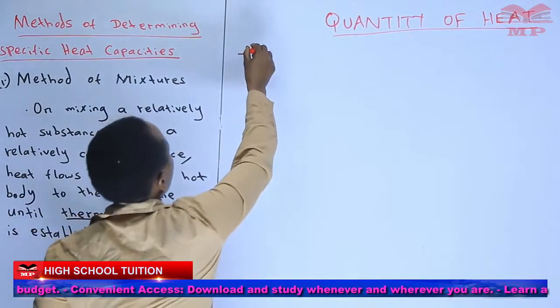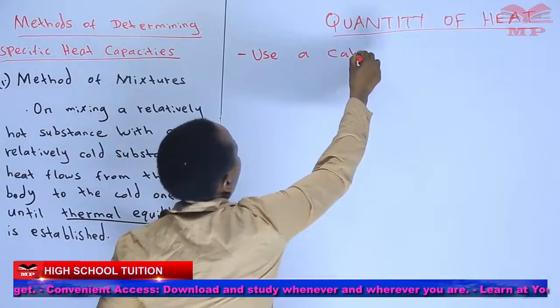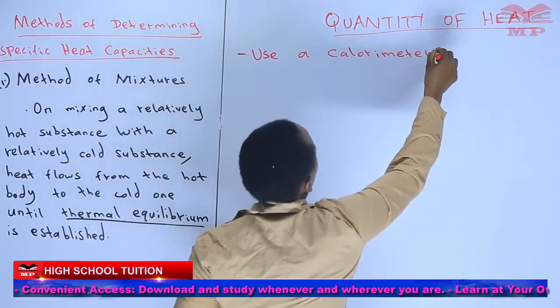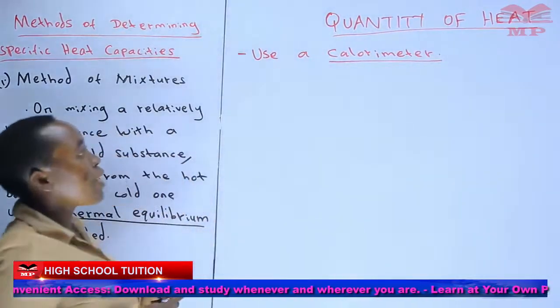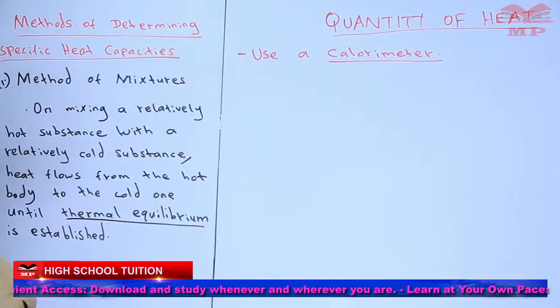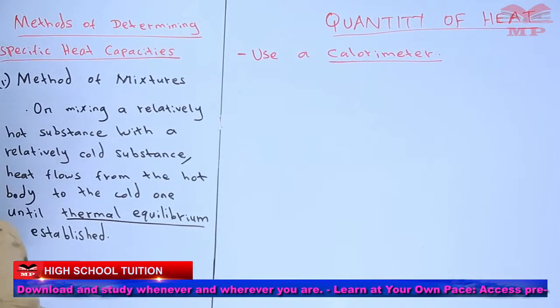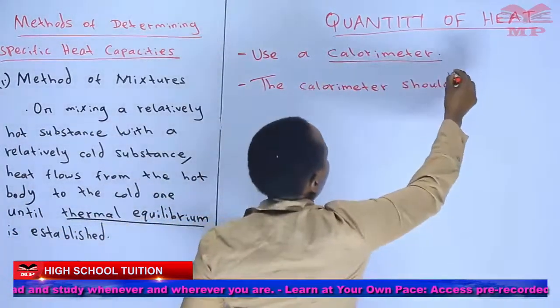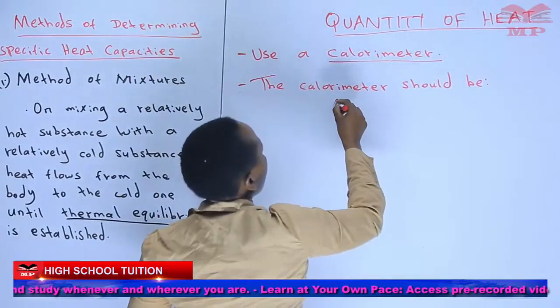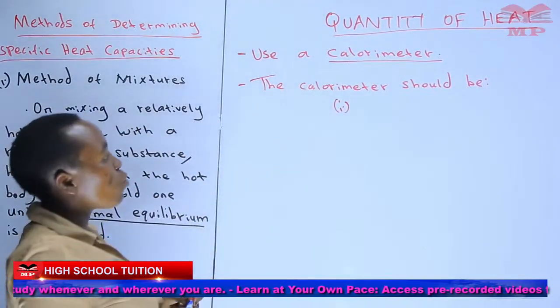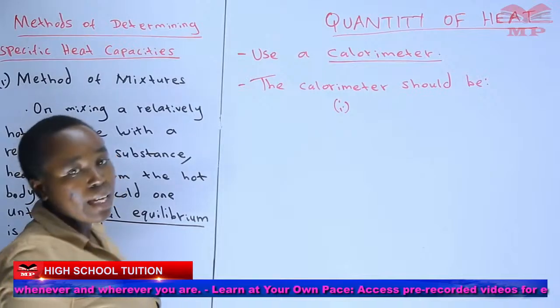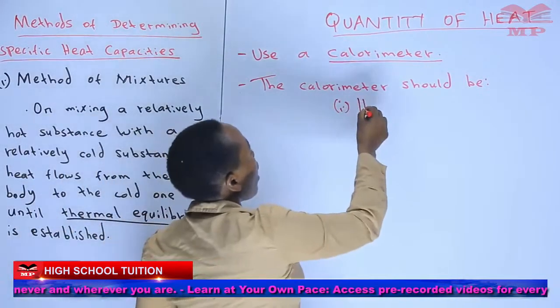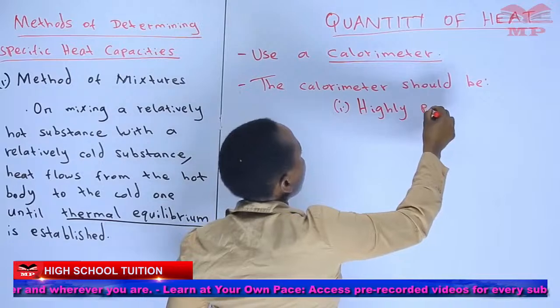So in this we use a calorimeter. A calorimeter is used in the method of mixtures in the determination of the specific heat capacity. Now, we need to know the following about the calorimeter, which we are going to have a diagram for. It should be, number one, highly polished.